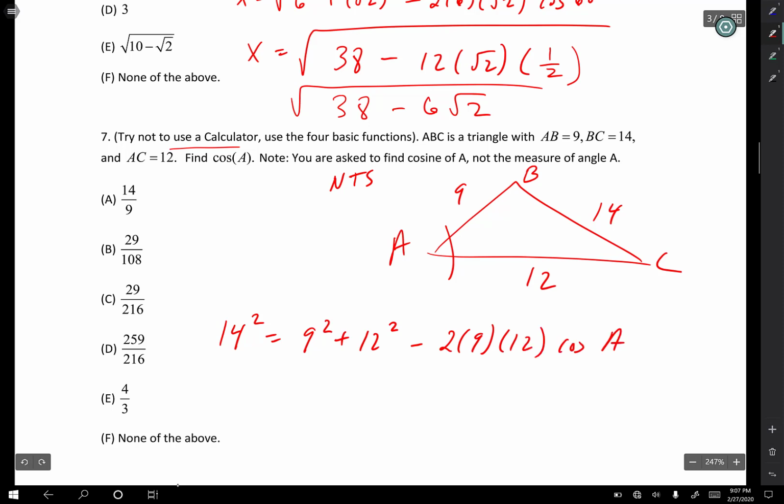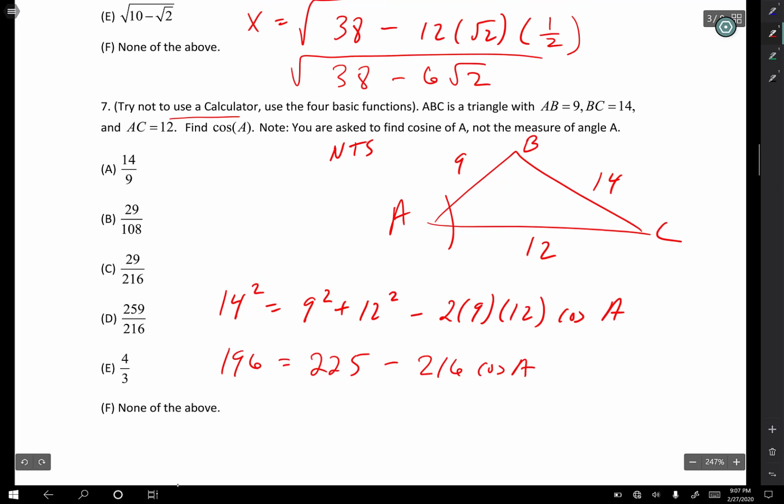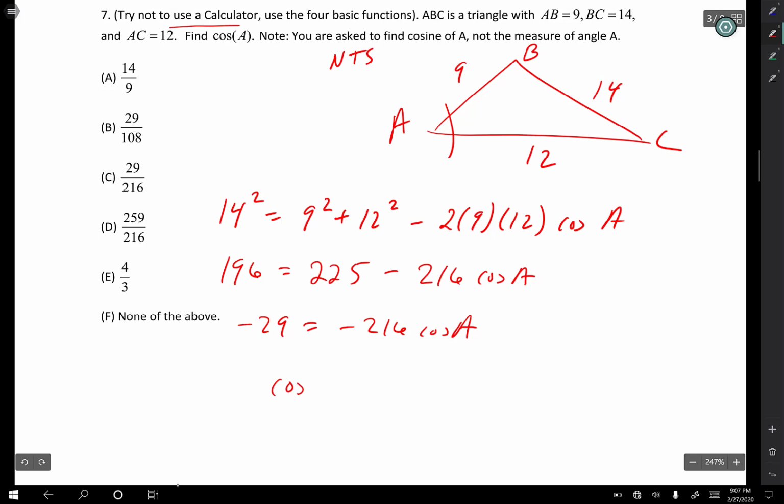Now 14 squared is 196, equals 9 squared plus 12 squared, that's 225, minus 2 times 9, which is 18, 18 times 12 is 216, cosine A. Subtract 225 from 196. What's that? Negative 29. Negative 29 equals negative 216 cosine A. Negative divided by negative is a positive, so cosine A is equal to 29 over 216. So there it is, guys.